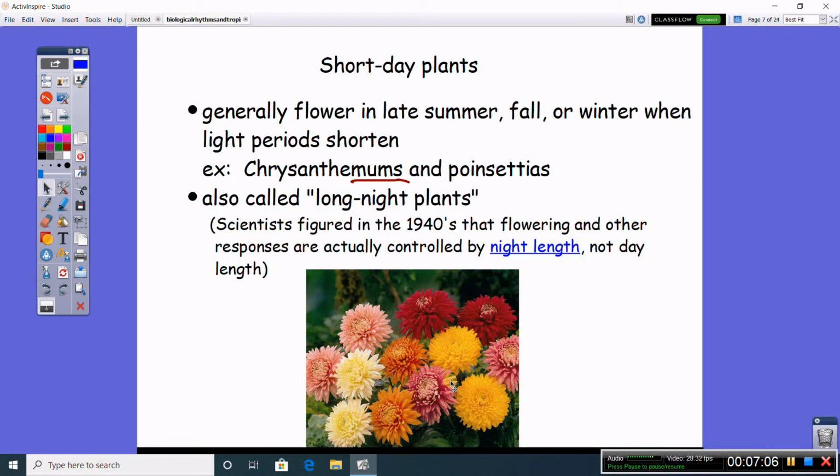Scientists figured out in the 1940s that flowering and other responses are actually controlled by night length, not day length. In other words, the number of continuous hours of darkness, not the number of continuous hours of sunlight. The number of continuous hours of darkness is what makes a difference here.